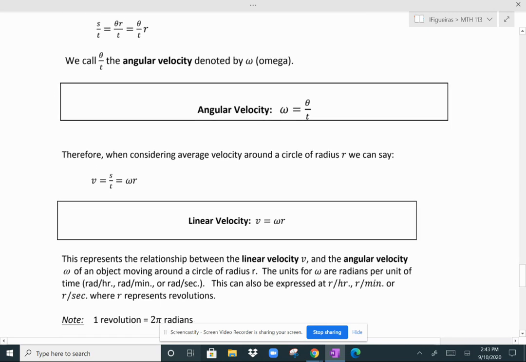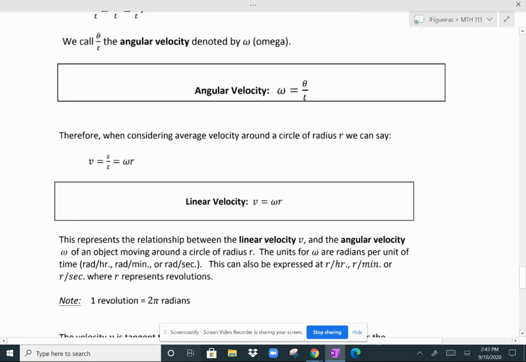All right. So oftentimes with these types of velocity problems where something is rotating, we're talking about revolutions. So just remember that one revolution represents 2 pi radians. So to convert from revolutions to radians, you just multiply by 2 pi. So 5 revolutions would equal 10 pi radians, okay, because it's 2 pi times 5.